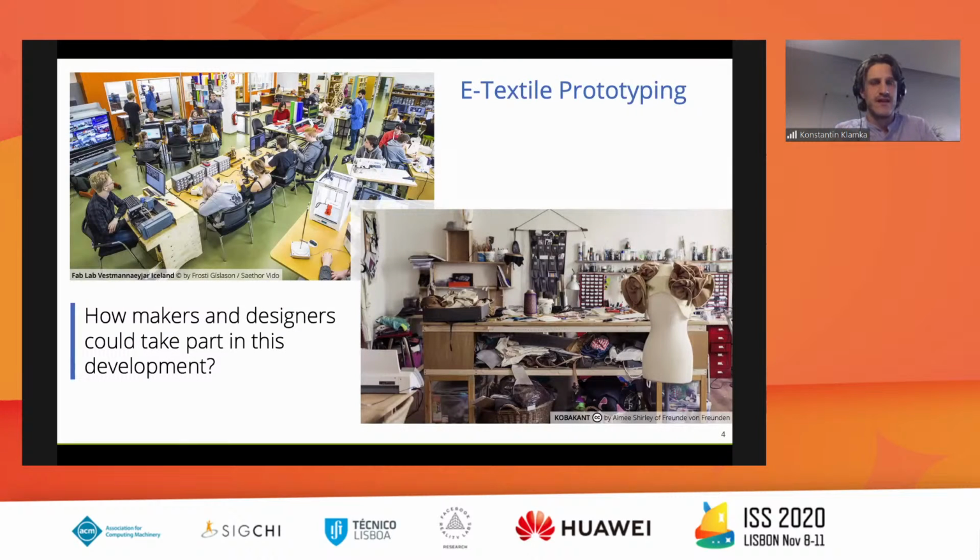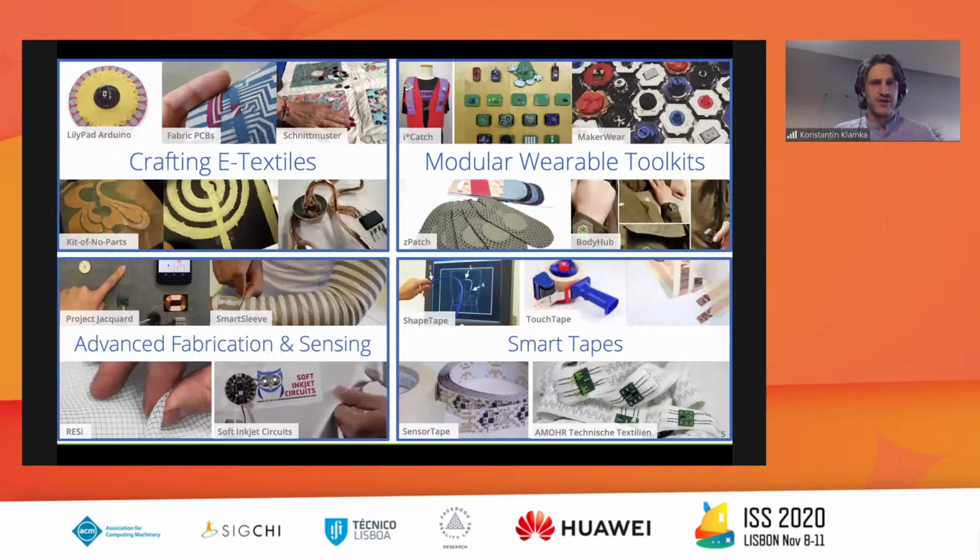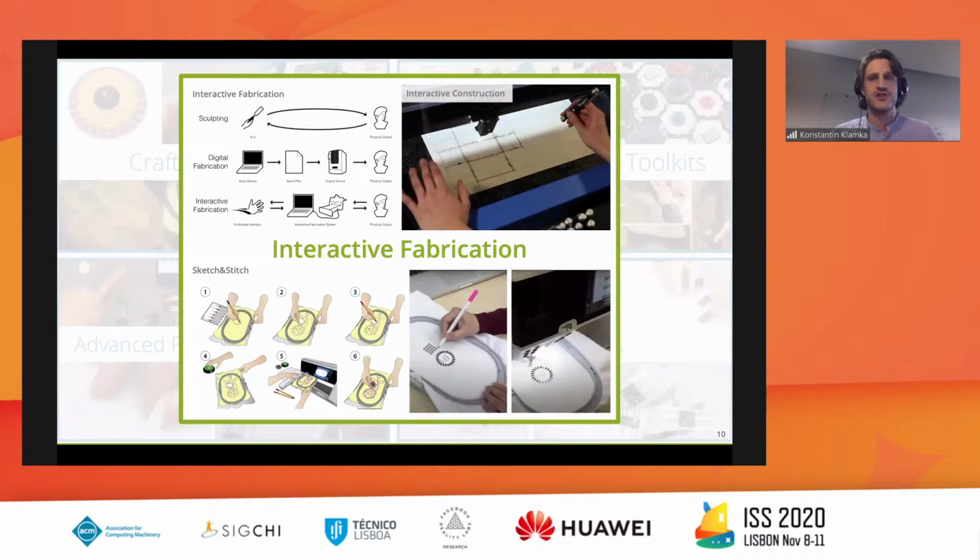So an important question is how technology enthusiastic makers and innovative designers could take part in this development. To address these challenges, a lot of research has been done in crafting e-textiles or developing modular wearable toolkits, investigating advanced fabrication and sensing approaches, as well as creating cuttable smart tapes. In addition, interactive fabrication approaches focus on sequential or concurrent processes, where the design and the fabrication process take place almost at the same time. These approaches often involve interactive handheld design tools.